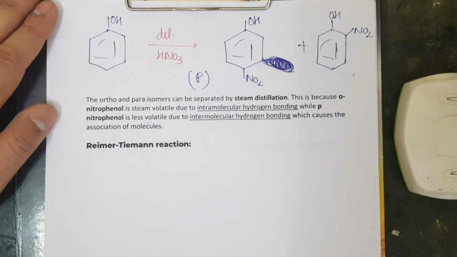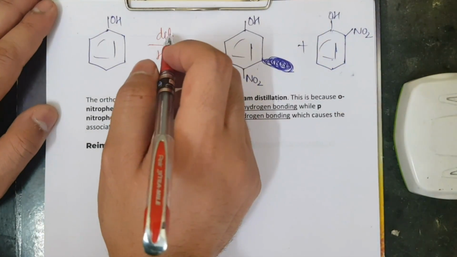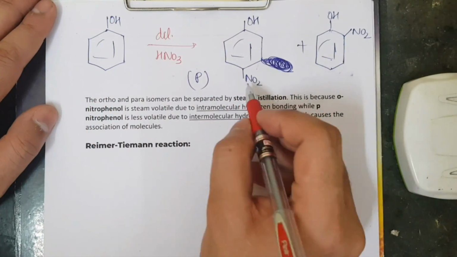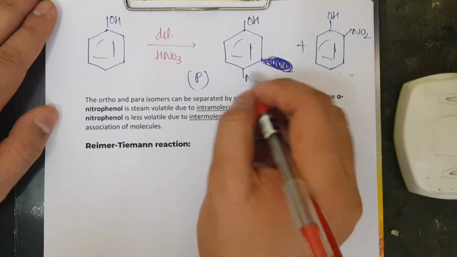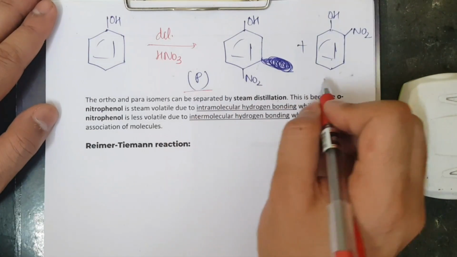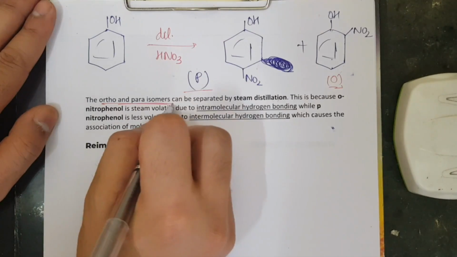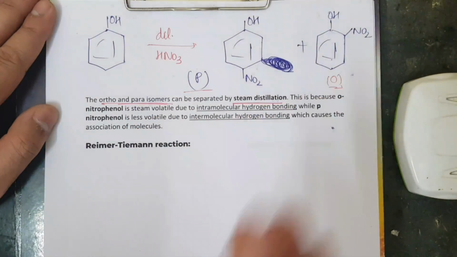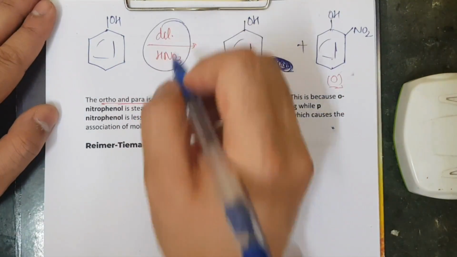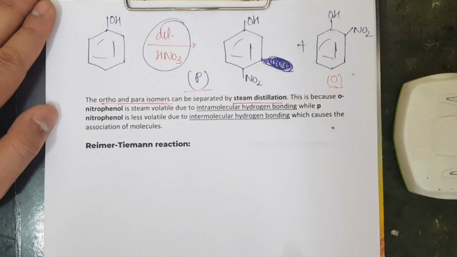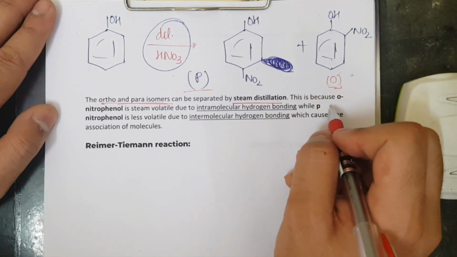Now if I had taken the dilute HNO3 along with phenol, we would have got only one nitro group present at the para or at the ortho position. Now please note that the ortho and the para isomers can be separated by steam distillation. Before that, please understand the difference between the dilute HNO3 and concentrated HNO3. I hope that is clear. Now, what happens in steam distillation?